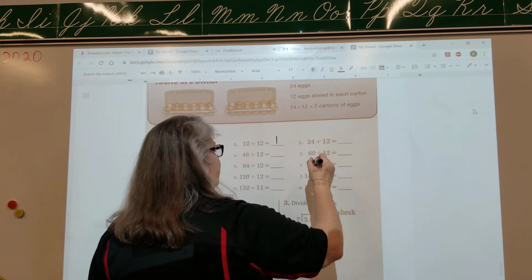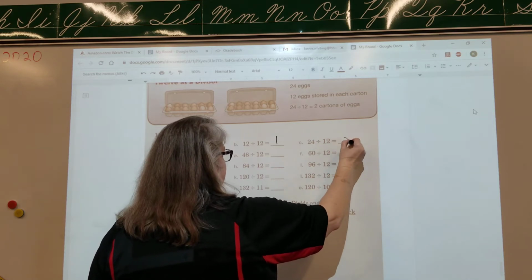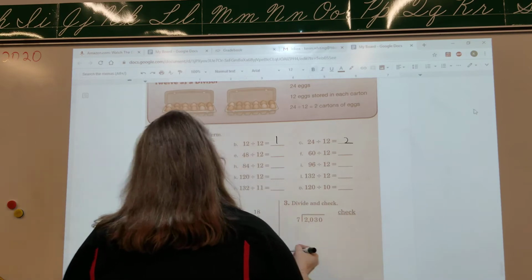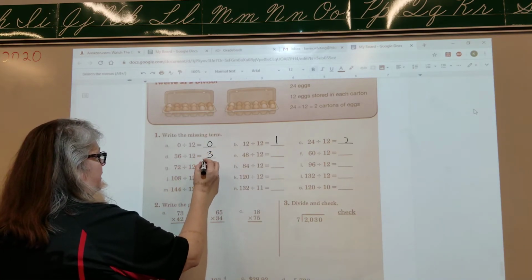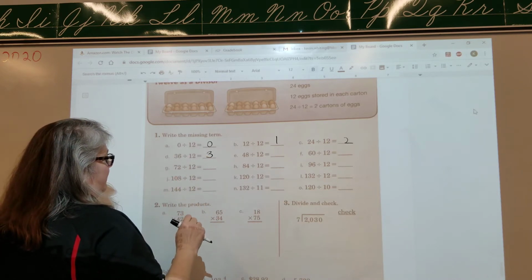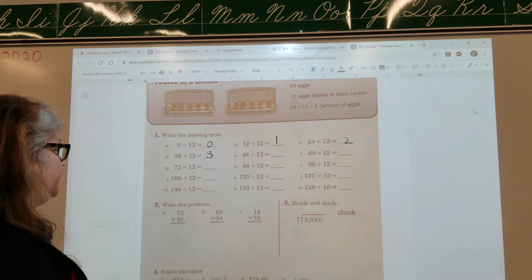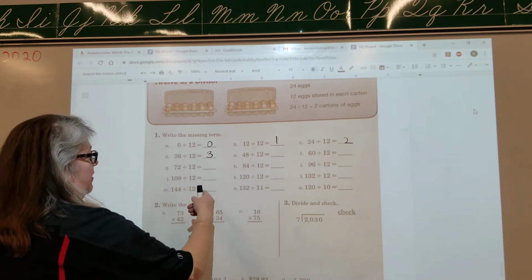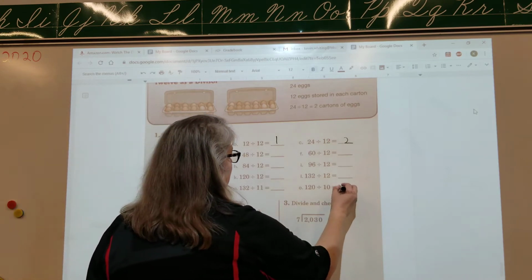Okay, so I have 24 eggs. I need 12 in each carton. So how many cartons do I need? 2. 2 times 12 equals 24. See, and we can see this pattern right away. 36 is 3. 3 times 12 equals 36. It's just really very easy. So I'm going to let you finish that one all by yourself. As you notice the pattern, 0, 1, 2, 3, you can just fill it in. 4, 5, 6, 7, 8, 9, 10, 11, 12. And this one is 12.